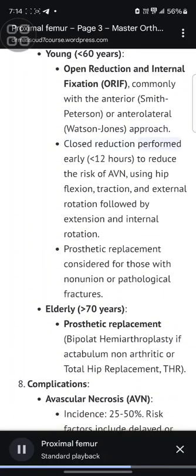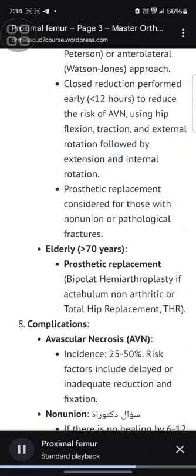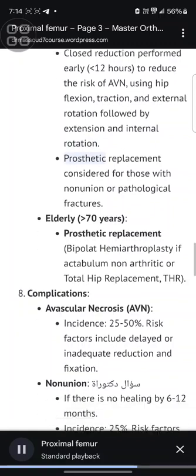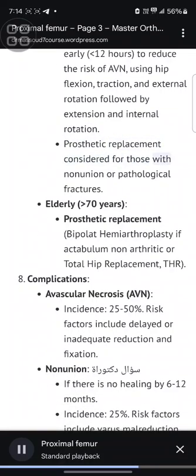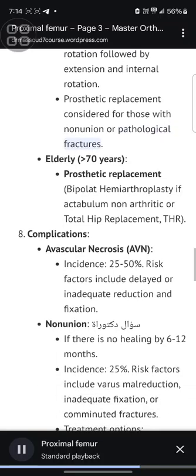Closed reduction performed early, less than 12 hours, to reduce the risk of AVN, using hip flexion, traction, and external rotation followed by extension and internal rotation. Prosthetic replacement considered for those with non-union or pathological fractures.